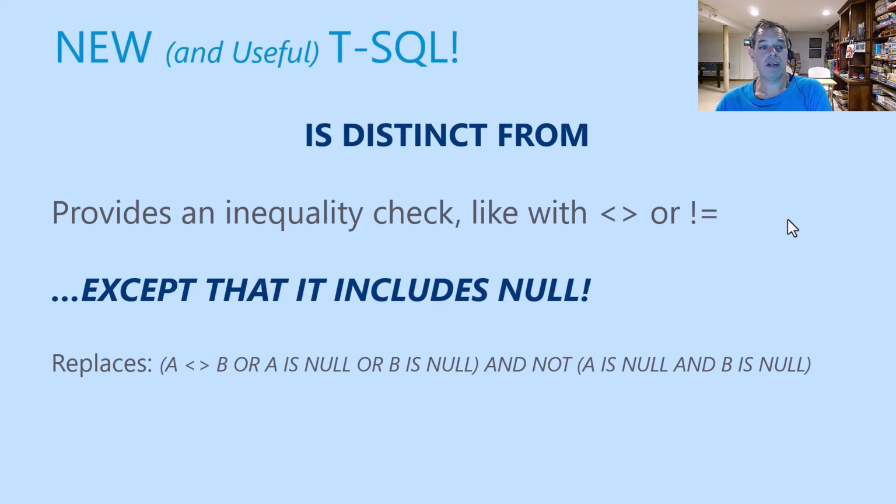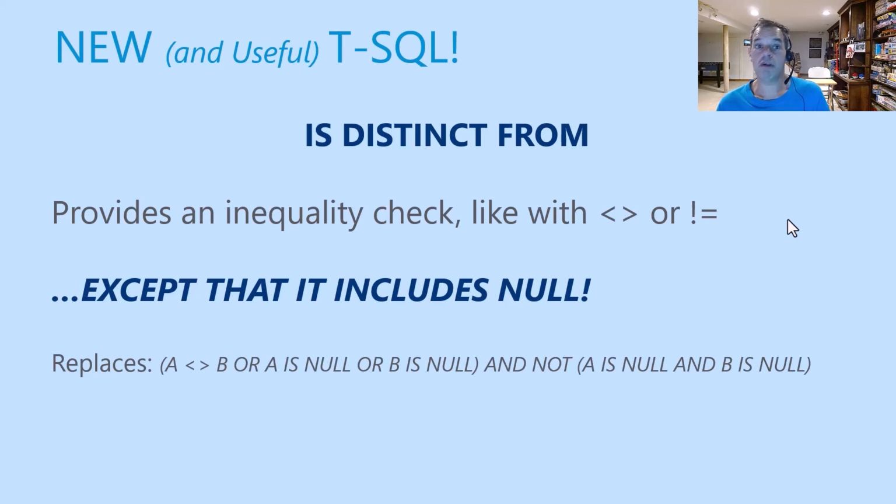What does this do? IS DISTINCT FROM is checking to see are two values different, but there's a but here, a really good one. It includes null. Now, null isn't a value. We know that null doesn't equal anything, but null is not the same as 1. Null isn't the same as 25. We understand that idea.